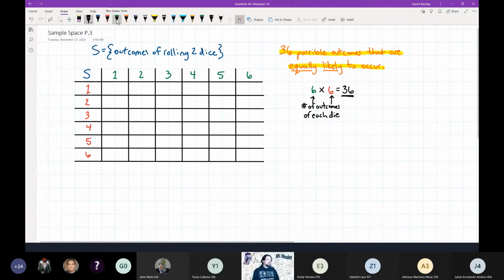All right. So when we roll 2 dice, 1 number will be contributed from the green die, 1 number from the red die. So like in this first square, we would get the outcome of 1 and 1. The next one would be 1 from the red, 2 from green, and so on. 1 from red, 3 from green. We're just listing all the different combinations that could happen. That's what our sample space consists of. Okay, so we'll go through and fill this out.